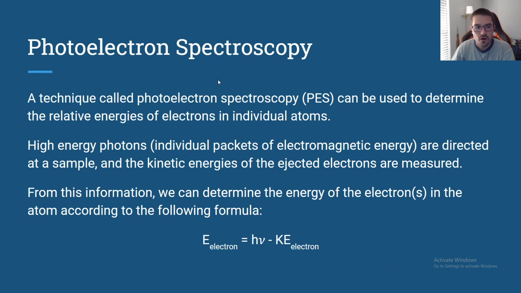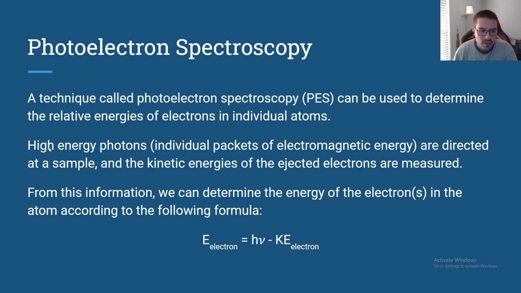This process is called photoelectron spectroscopy. It's a technique, like I said, abbreviated PES, and what this does is it enables us to not only measure the ionization energies of electrons in an atom, but also to determine the relative energies of all the electrons in an atom. So it's not just the first electron or the second electron; you can do this for all of the electrons in an atom. I'm not going to get into the nitty-gritty details of this. You can read about this on pages 287 and 288 in your book.